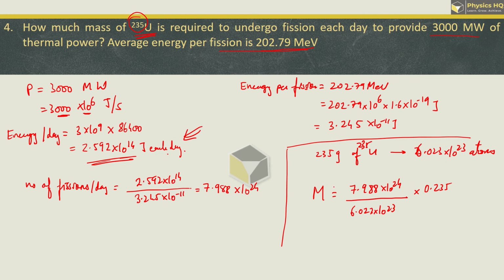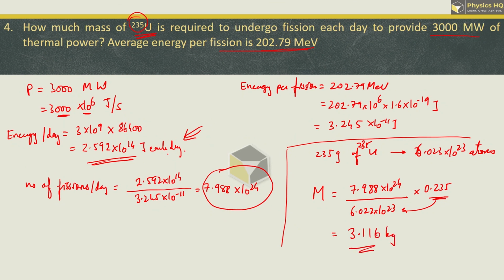So this will give you the amount of mass required. It simply says for every 235 gram you got this many atoms. So for this much fissions you need this many atoms. तो उसके लिए कितना ग्राम्स लगेगा, तो ये फॉर्मूला से आ जाएगा हमें, and the answer comes out to be 3.116 kg approximately. Hope you all understood this.